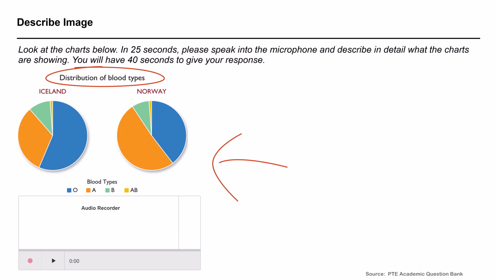So, step 1, is this about change or comparison? Well, there's no change here, right? We're just looking at blood types in two different countries. So it must be comparison.